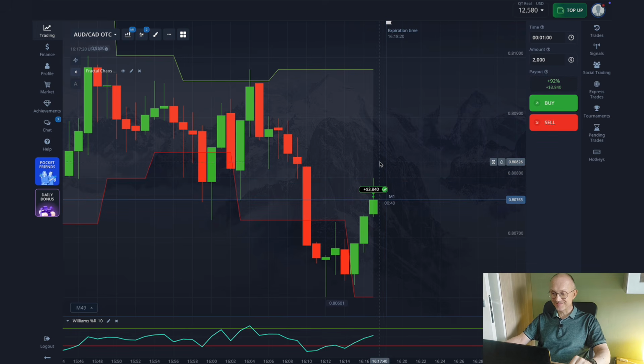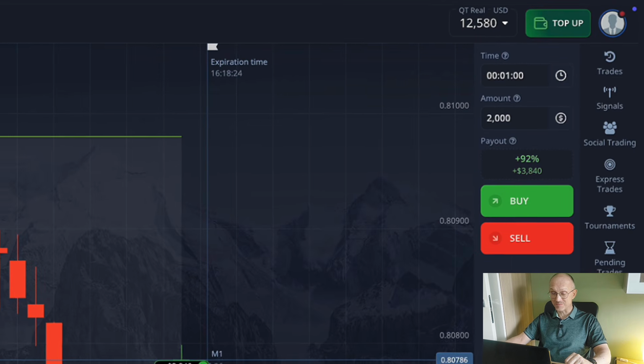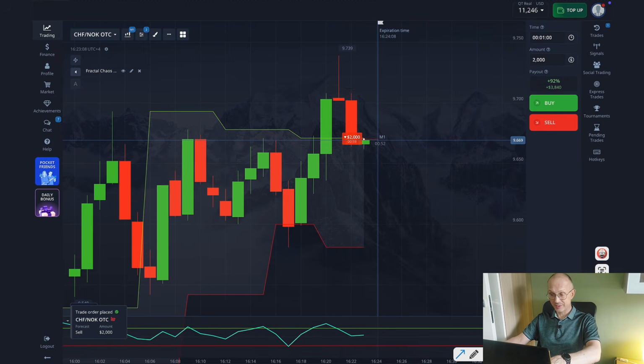Back in the black, the profit is $1,840. Let's keep going. Next entry point. The expiration time is 1 minute, and this time I'm opening a short trade for $2,000.